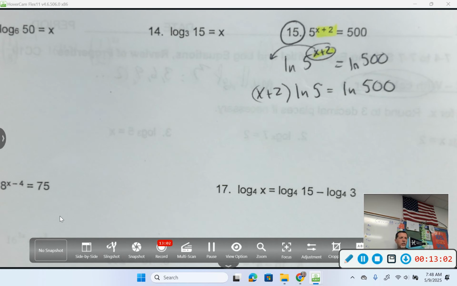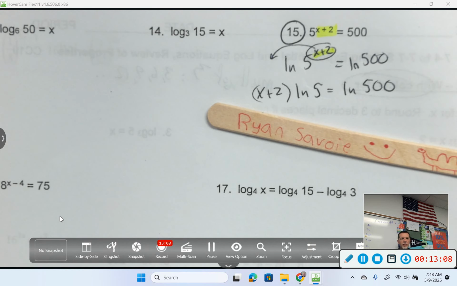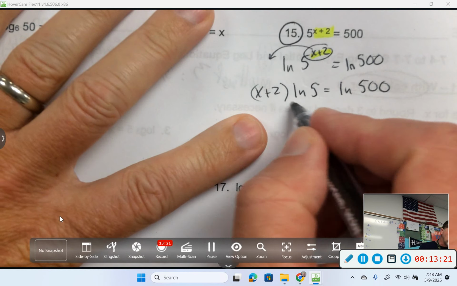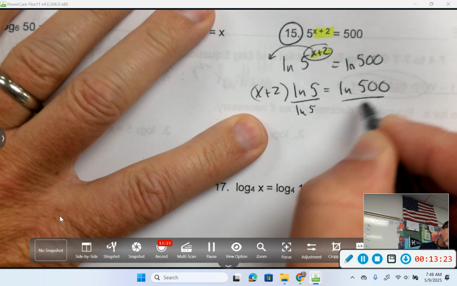So my answer is starting to look weird, but that's okay. I'm starting to get x by itself. Ryan, thoughts on what we should do next? Good. Divide both sides by natural log of 5. I suppose you could distribute the natural log 5, but then you're going to be dealing with natural log 5 the rest of the way. It would be easier if you would just divide both sides by natural log of 5.